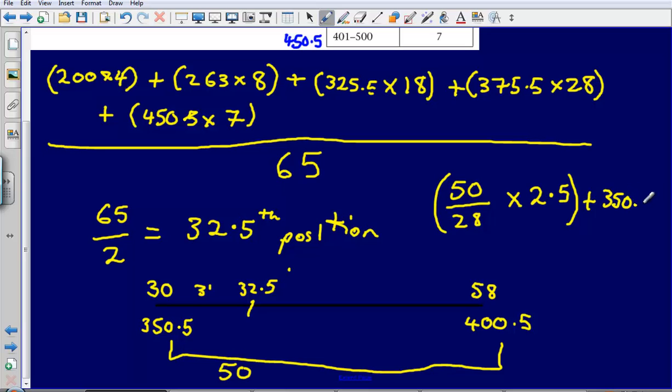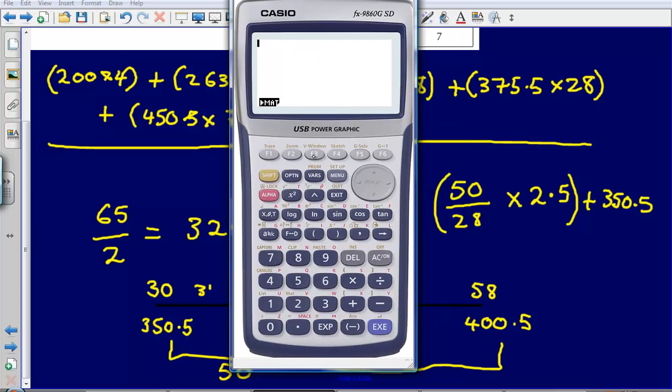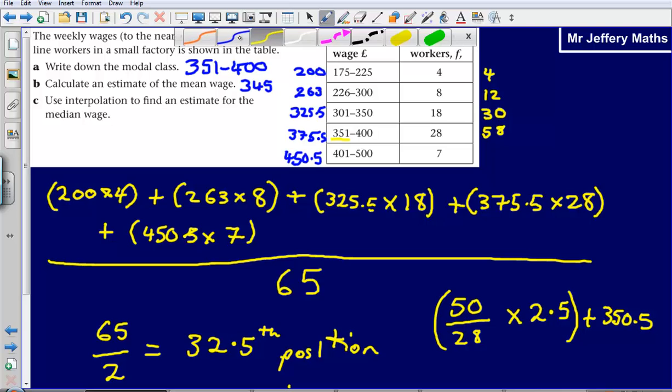So let's just plug that into a calculator, and here we go. So we've got 50 divided by 28 multiplied by 2.5, and then add that onto the lower class boundary, 350.5, and that gives us an answer of 354.964287. Like in the last video, we're going to round it to the nearest pound. The nearest pound would be 355. So our answer here, what is the estimate for the median? We would say that it is, to the nearest pound, £355.